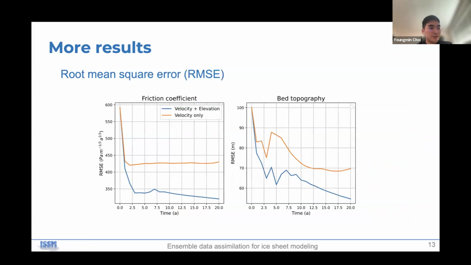So this is the root mean square error for both variables with the simulation time. Blue is for assimilating both observations, and the orange is only velocity assimilation. As you can see here, we see continuing improvement for both variables when we assimilate both observations. And when we assimilate only velocity, we see some improvement in the early period of assimilation time, but after that, we don't see much improvement for both variables.